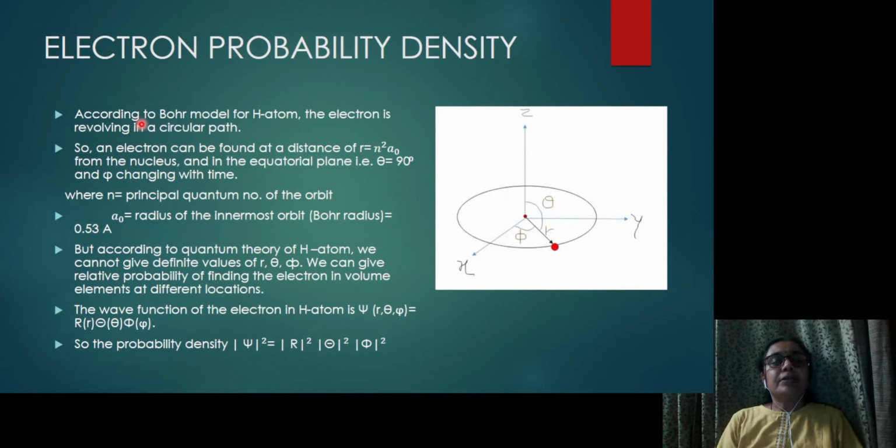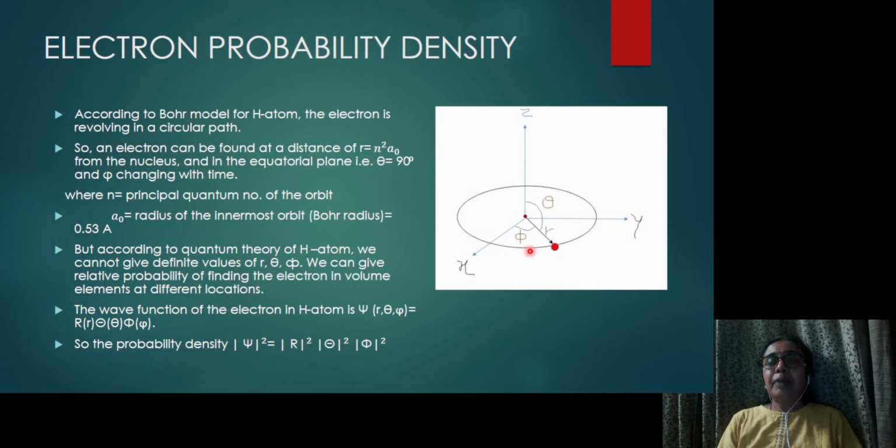So if we consider the Bohr atom model for hydrogen, then the electron is considered to be revolving in a circular path as shown in the diagram. So an electron can be found at a distance of r equal to n square a0 from the nucleus. Here the nucleus is considered to be at the origin of the coordinate axis, and this is the electron which is revolving in a circular orbit around the nucleus.